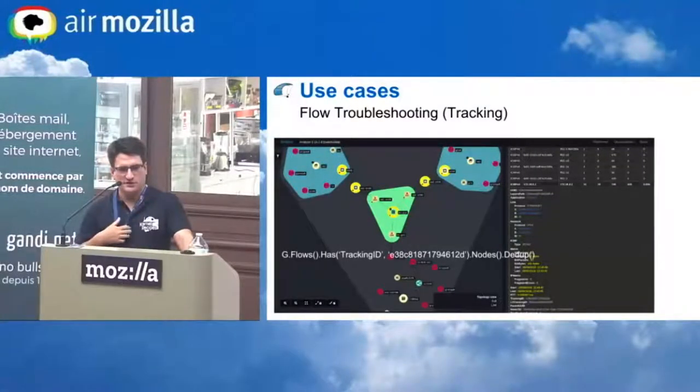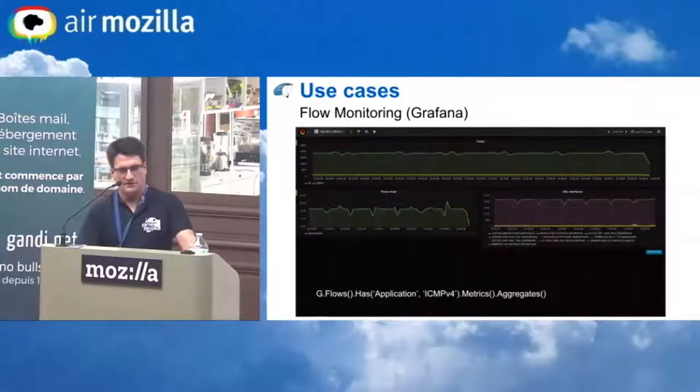You have other use cases as well, like tracking. For example, the one I showed you in the screenshots that we do in the UI is calling the API with a G.Flows tracking ID, and it shows you the path, how we highlight the path. For monitoring, it is a G.Flows application that we put in the Grafana plugin, and we select all the flows where the application IPv4 has been captured, and we get back the metrics, aggregate them and show them to you.